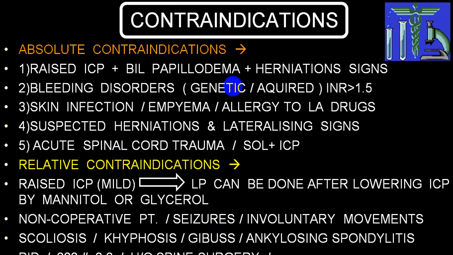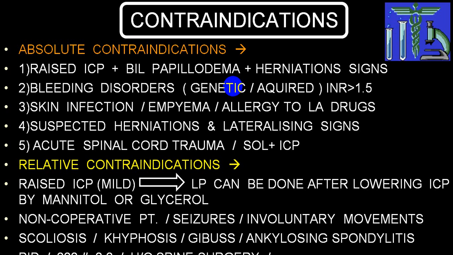Absolute contraindication is any person who has a raised intracranial pressure clinically, in the form of severe headache, vomiting, projectile vomiting, blurred vision, and bilateral papilledema, and has a focal localizing sign, which is more in favor of herniation signs. Second contraindication is any person who has bleeding disorders, which can be genetic like hemophilia, or who is on oral or injectable anticoagulants, and whose INR is above 1.5.